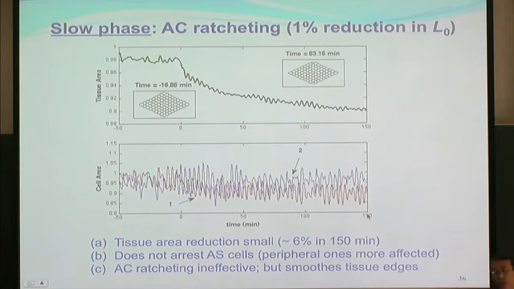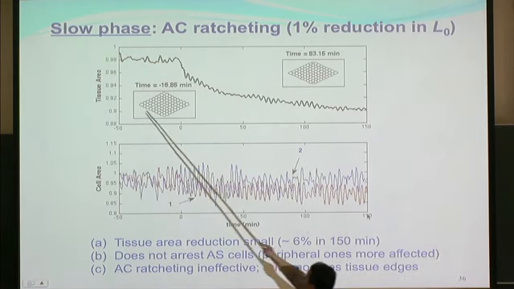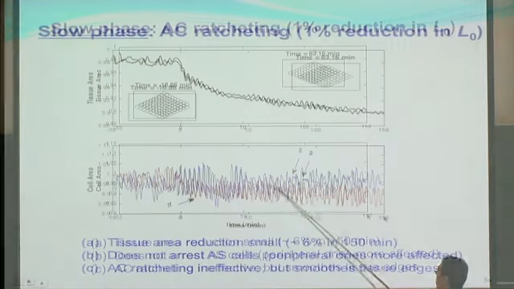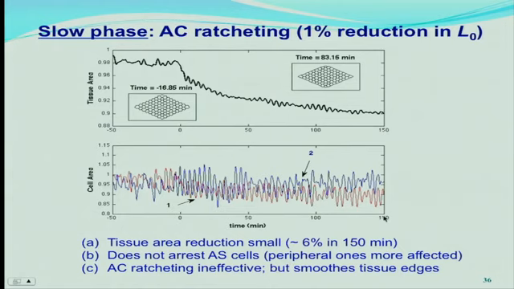If you now consider the AC ratcheting of the whole tissue, this turns out to be very ineffective. You see the whole area drops by about 10%. That's it. And each individual cell drops about 10%, and you cannot suppress the oscillation of each cell. Of course, you say crank up the strength of the ratcheting, right?